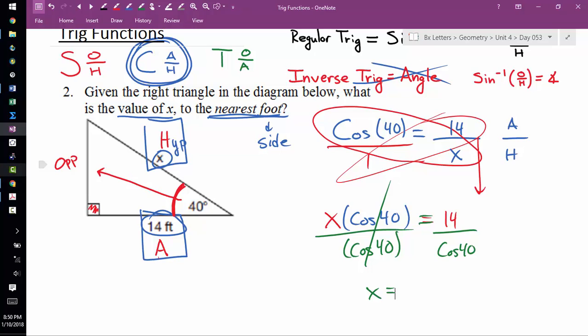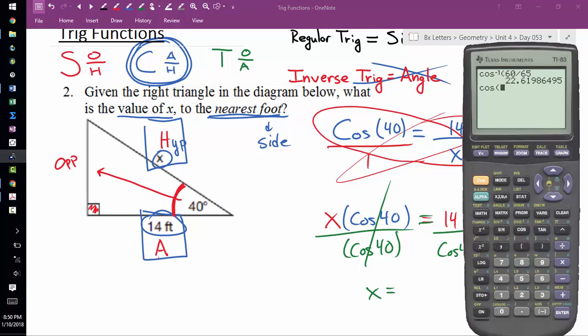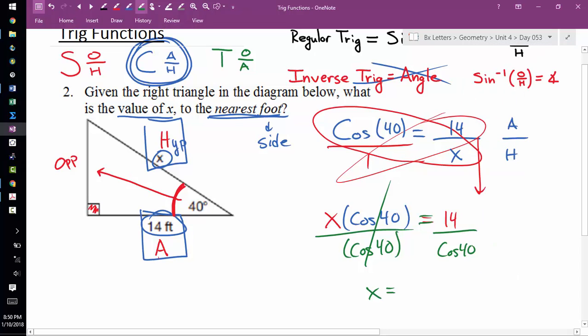So let's go ahead and type that in the calculator. 14 divided by the cosine of 40. So 14 divided by cosine 40 gives 18.275. I'm always going to keep the last 3 digits and then I'll do the rounding afterwards. So 18.275.